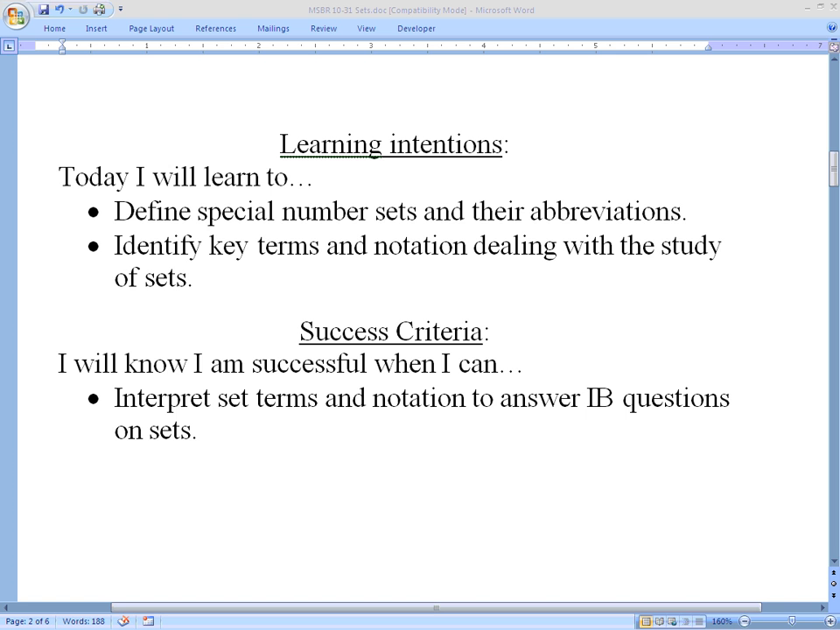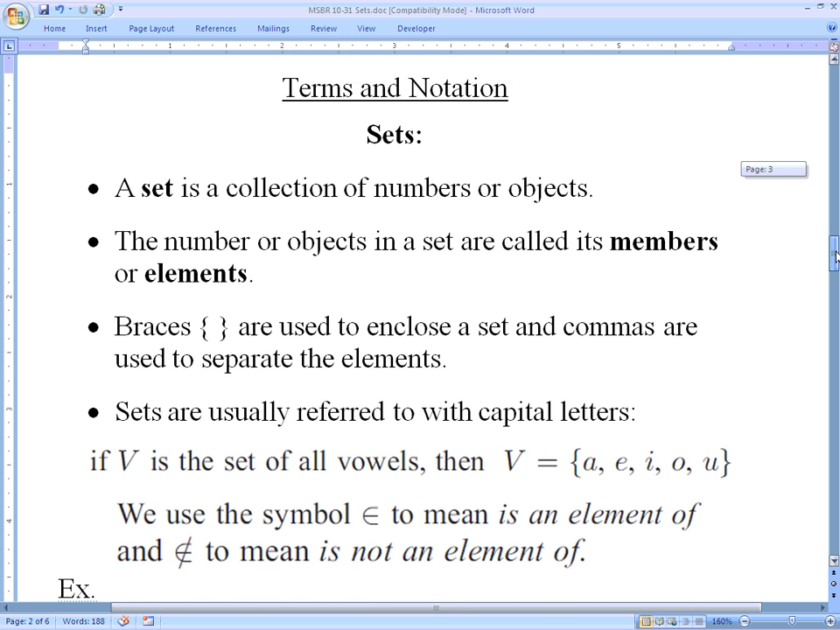So in today's learning intentions, we're going to be talking about defining special number sets, as well as their abbreviations, and then identifying key terms and notation dealing with the study of sets, which is what we're talking about here. So you may want to print off this slideshow and just put that straight in your notes. That might be easier. Otherwise, you're going to be pausing the video a lot to write some things down, which is also just fine.